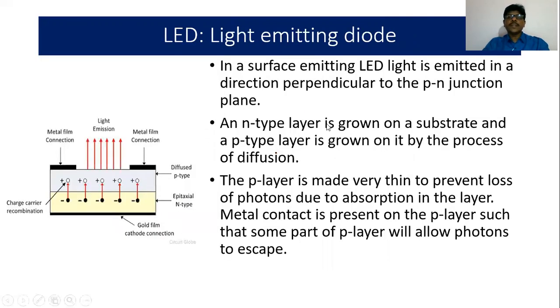Now in a surface emitting LED, light is emitted in a direction perpendicular to the PN junction plane. So this is the PN junction plane and light is emitted in a direction perpendicular to it. An N-type layer is grown on a substrate and a P-type layer is grown on it by the process of diffusion. The P layer is made very thin to prevent losses of photons due to absorption in the layer. So the P layer over here is on the N layer, very close to the surface, and it is thin. Metal contact is present on the P layer such that some part of the P layer will allow photons to escape.